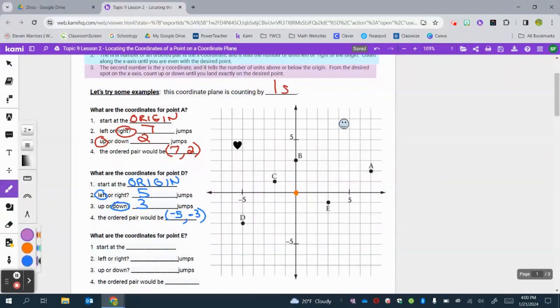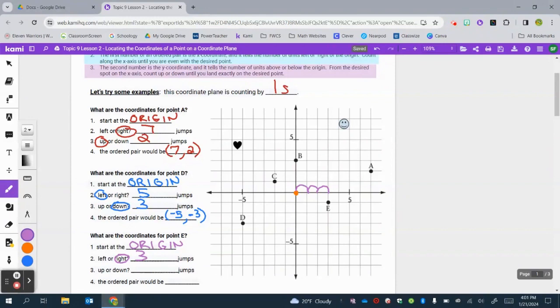Next example, let's look for point E as an elephant. Again, we are going to start at the origin for our movement. Step 2 says I need to move left or right a certain number of jumps, and obviously to get to point E, I am going to have to move to the right, and we can see that I'm going to have to go 1, 2, 3 jumps to the right to get even with point E.